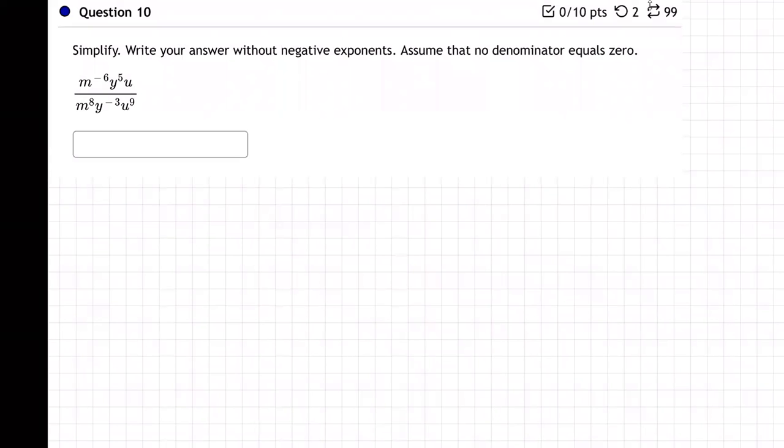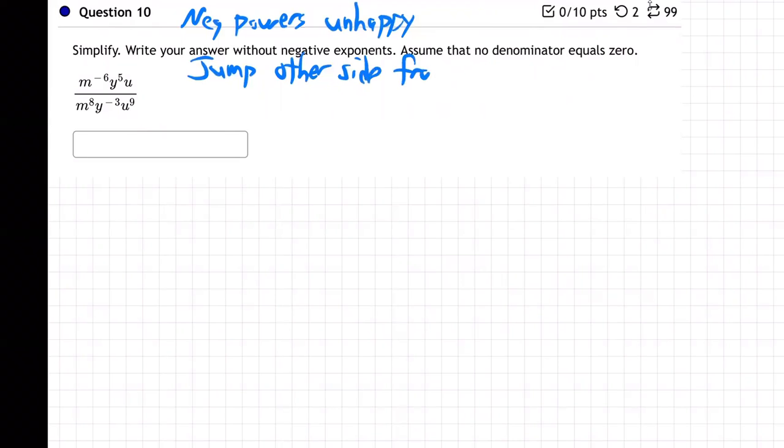Okay, so on this problem, we have a bunch of letters with different powers, and they want us to simplify it as much as possible. Well, what's the deal here? Well, the main rule we want to keep straight is that negative powers are unhappy, they're negative, they're unhappy, and so they jump to the other side of the fraction, then become positive, happy. So after they jump, then they're happy.